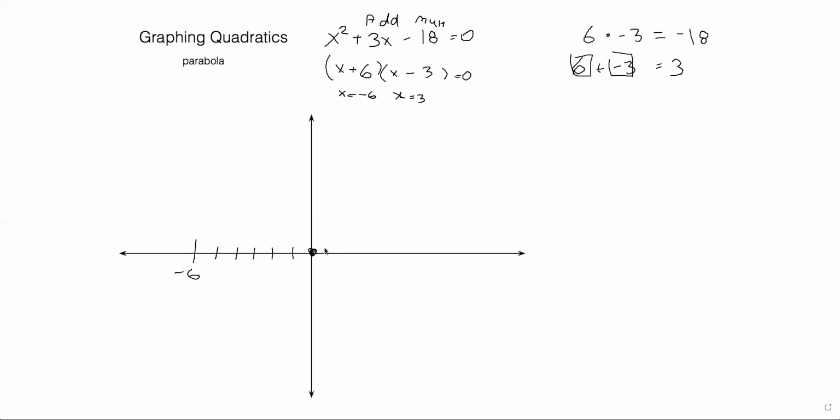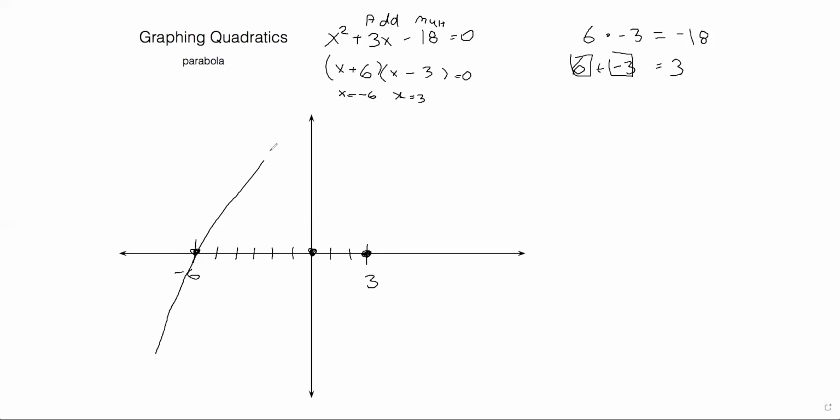So we have 0 once again, and then that would be 1, 2, and then 3 would be right there, which happens to be the other number we're interested in. So let's maybe come up with some considerations of what this thing might look like. We know it's going to cross the axis here at 3. We know it'll cross the axis here at negative 6.